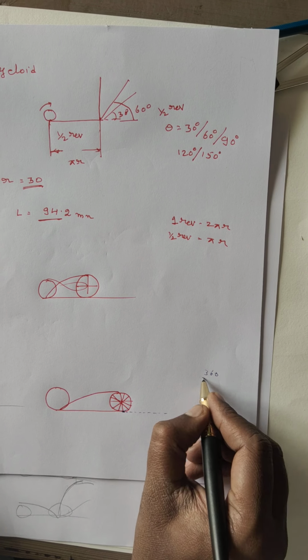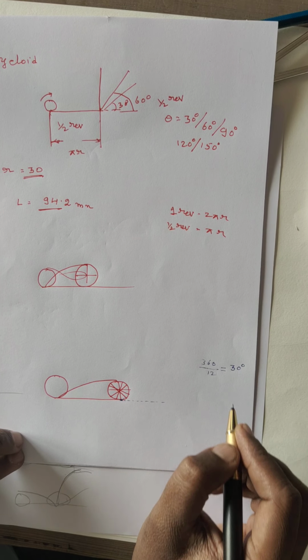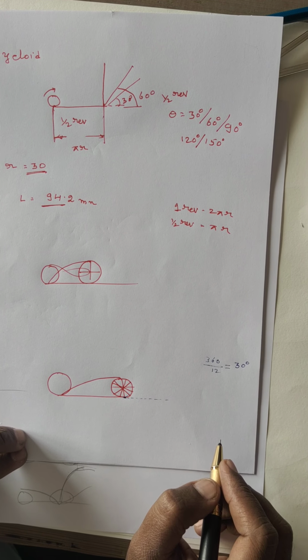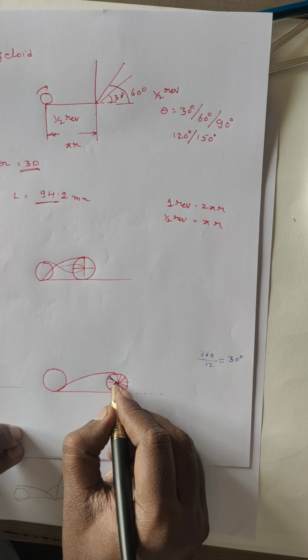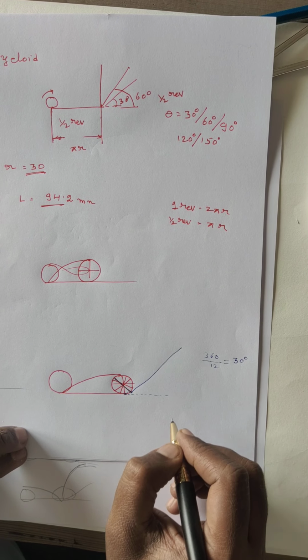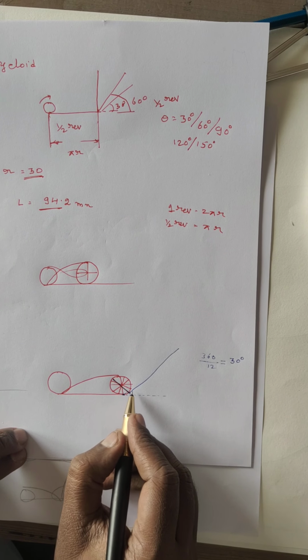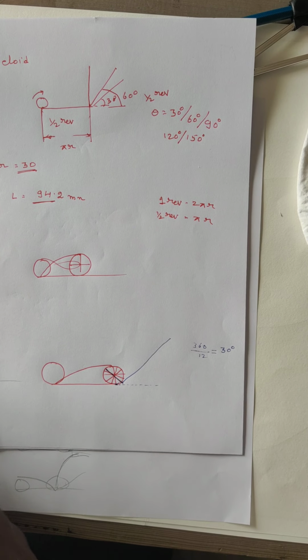360 divided by 12 is equal to how much? 30 degrees. Each division is 30 degrees. So once it is 30 degrees, you have to consider this is your reference line. From this point, we have to draw the directing line. First division itself. So once if it is 60 degrees, what should we do?